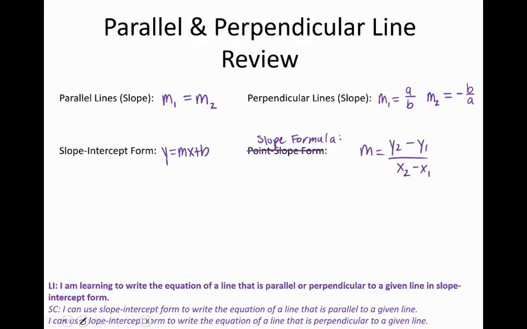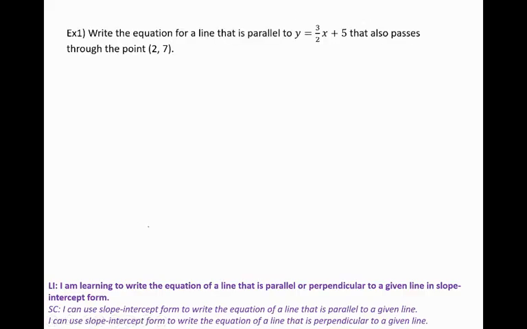Let's go ahead and get started with some examples. All right, example 1. We're going to write the equation for a line that is parallel to y equals 3 over 2x plus 5. That also passes through the point. We'll talk about that point in just a second. But first, I want to remind us parallel means that our lines have the same slope.